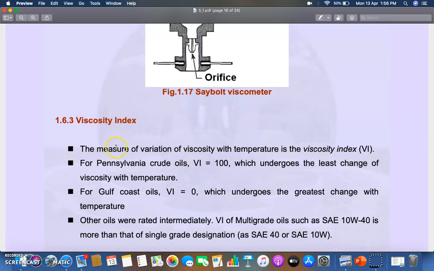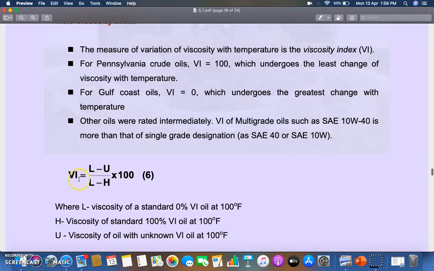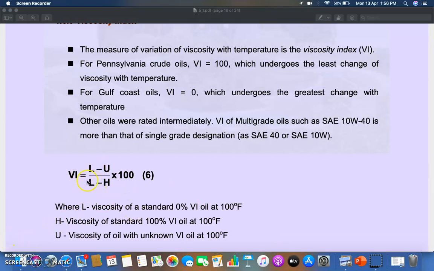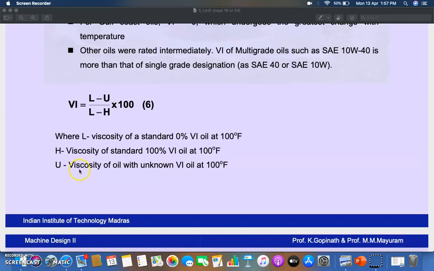Now there is the viscosity index. The viscosity index is the measure of variation of viscosity with temperature: as temperature increases, how your viscosity will vary. This is the value you can get with the help of the viscosity index. There are some different values, for example SAE 40 or SAE 10W. Viscosity index equals (L minus U) divided by (L minus H), where L is the viscosity of standard 0% viscosity oil at 100 °F, H is the viscosity of standard 100% oil, and U is the viscosity of the oil with unknown value. So you can calculate the value of U here.